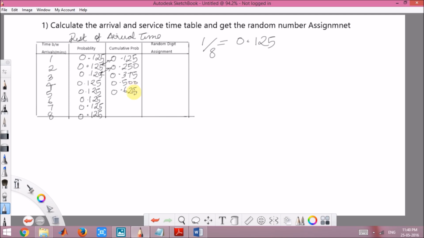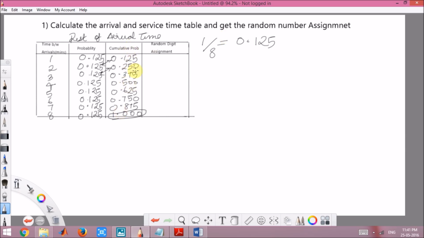0.625, 0.750, 0.875, and lastly 1.00. A measure to check whether all your calculations have gone correct is that at the end you are supposed to get 1, because the cumulative probability lies between 0 and 1, so the final value should be 1. So this is a measure to check if the last instance in this column gives you 1, that means your summations have been right.